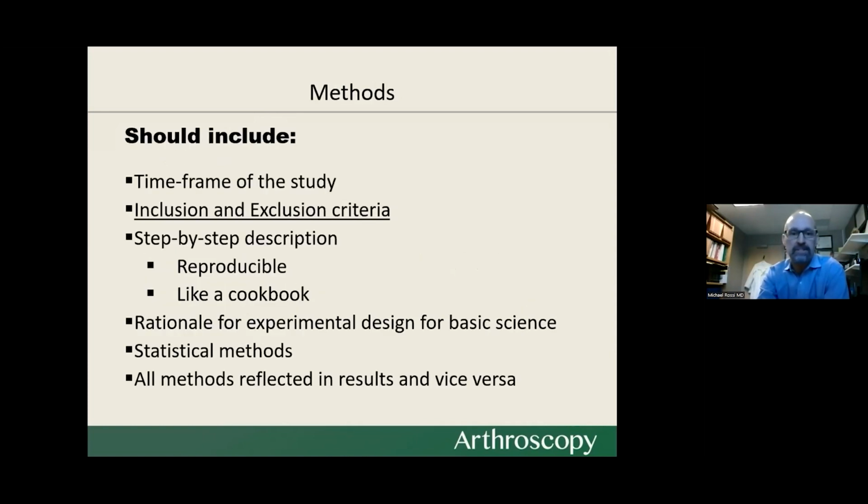Moving on, the methods are absolutely critical. The methods should include the time frame of the study and very specific inclusion and exclusion criteria. The methodology should be a step-by-step description which is reproducible, just like a cookbook, so other authors can reproduce this. For basic science studies, the rationale for the experimental design should be given. This should be followed by the statistical methods, and all the methods should be reflected in the results, and vice versa, in identical fashion, in parallel.